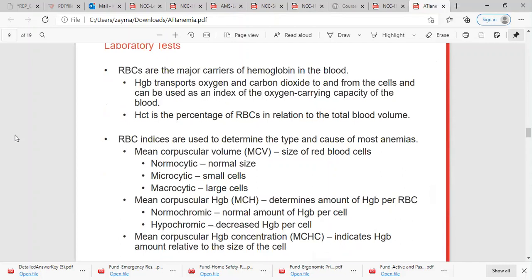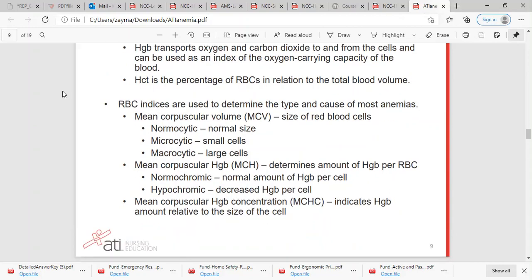Again, labs that you're going to look at, we already discussed this. The red blood cells carry the hemoglobin. Hemoglobin is what transports oxygen. So low red blood cells is going to lead to low oxygen, low perfusion. Remember, perfusion is delivery of oxygen to the tissues.